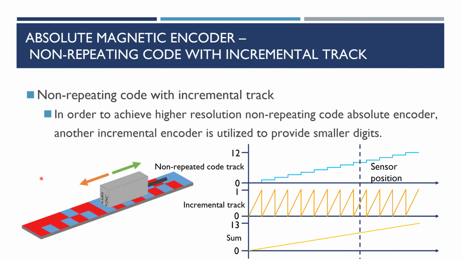Okay, and to solve the low resolution problem of the non-repeating code absolute encoder, it is often used with another incremental track to increase the resolution. For example here, if we have a 1 mm pole pitch, then for the non-repeating code track, its resolution is 1 mm. And you can see that the output position is like a step function. And for the incremental track, the magnetic pole of the incremental track will match the pole of the absolute track, and provide smaller digits to increase the resolution. And when we sum up the output of the absolute track and the incremental track, we will get a straight line output with the resolution determined by the interpolation factor.